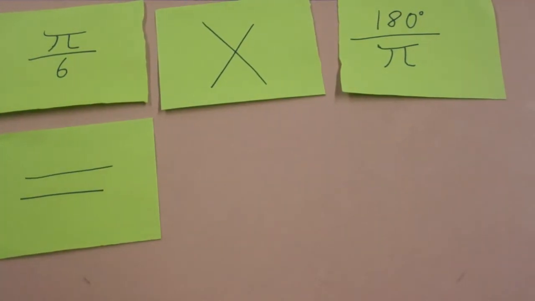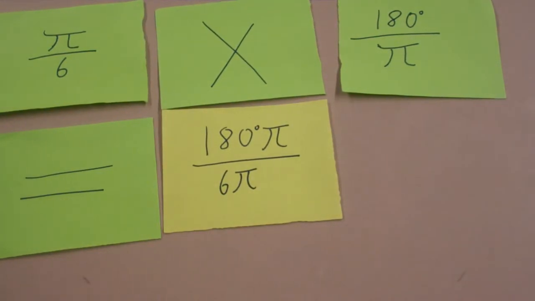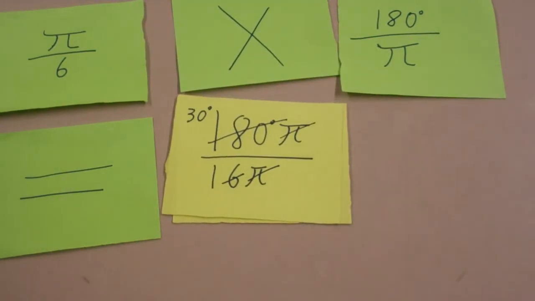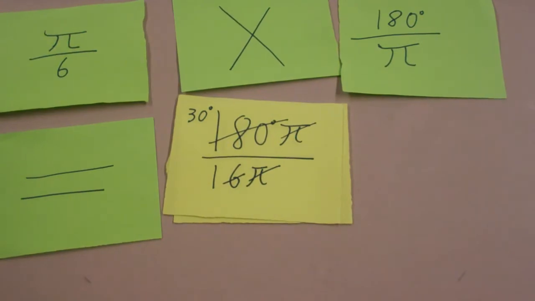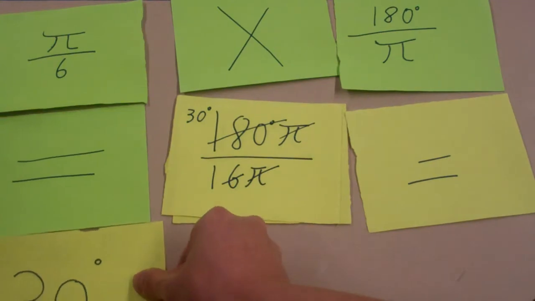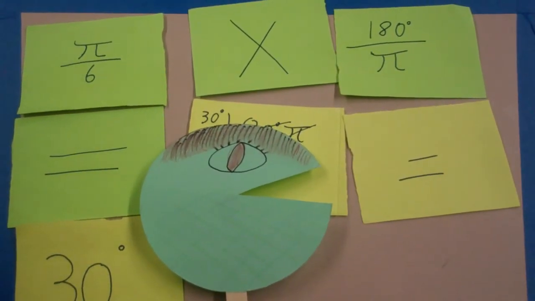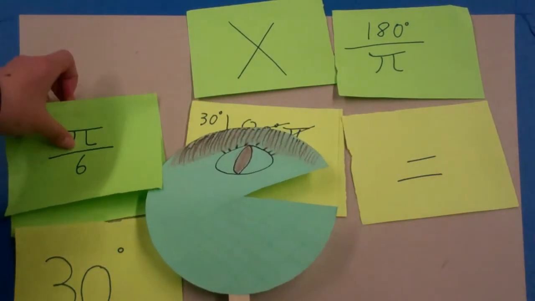Now you multiply to get 180 pi divided by 6 pi. This fraction can be simplified. First, you can cancel pi. Then you can divide 180 by 6 to get your final answer, 30 degrees. "Oh, so they are equal. Both of my parents were correct."